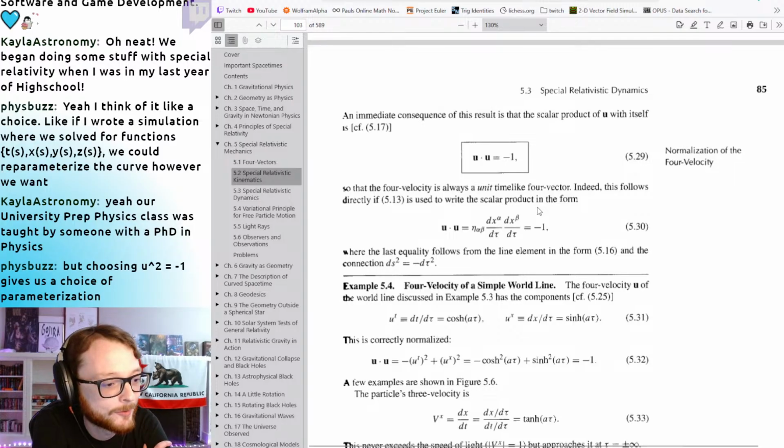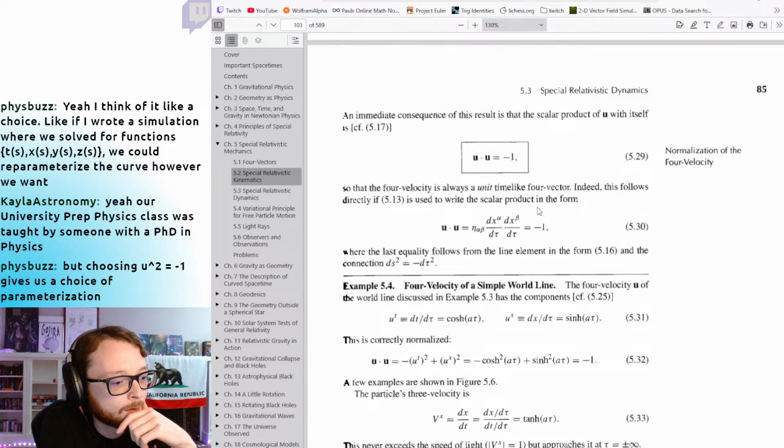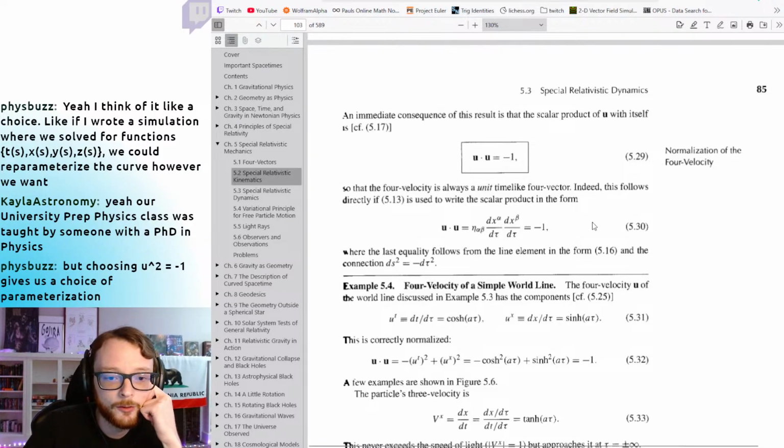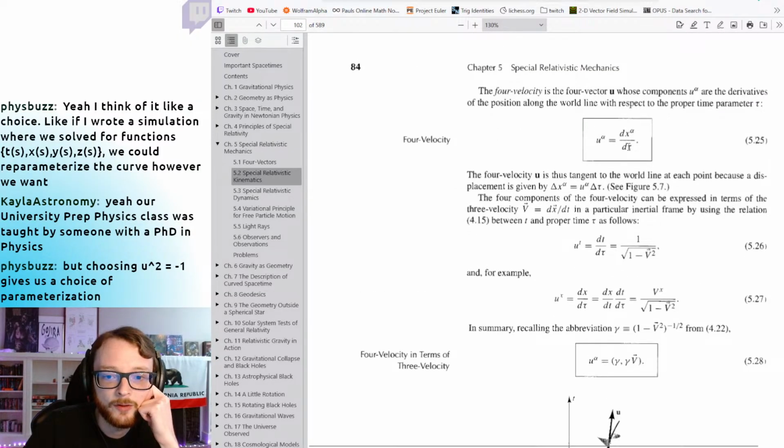University preface class office and PhD in physics. Oh, nice. Fizz was saying, think of it like a choice. Like if I wrote a simulation where we solve for functions t of s, x of s, y of s, z of s, we could reparameterize the curve however we want, but choosing u squared equals -1 gives us a choice of parameterization. Oh. So, but this followed from something else. Oh, I guess from because they were talking about, yeah, equation 5.21.